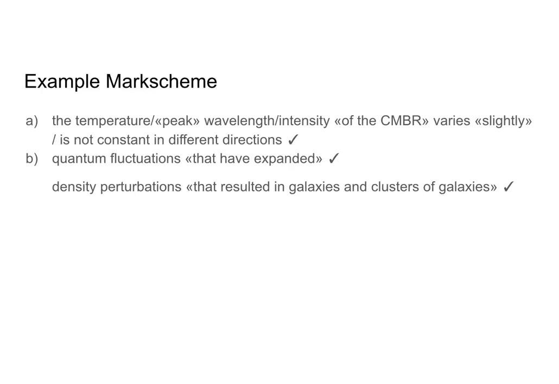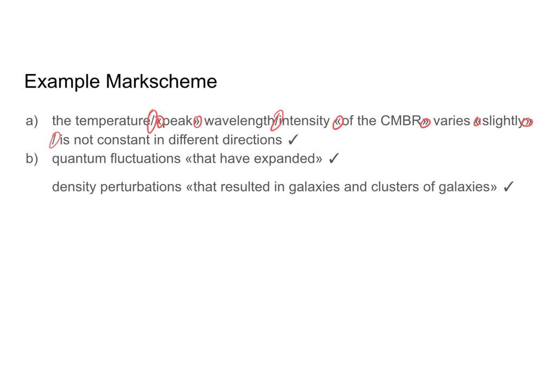So for part A, you're essentially just defining what the anisotropies in the cosmic microwave background are. So that is to say, you should be saying that either the temperature or the peak wavelength or intensity of the CMB varies or is not constant in different directions. A couple of things you'll notice here, we have some backslashes. These are showing different options for the ways that you could phrase things. The other thing you'll notice is that there are these little triangular brackets around some of the phrases. Those are words that are optional, but might be commonly put in the explanation.